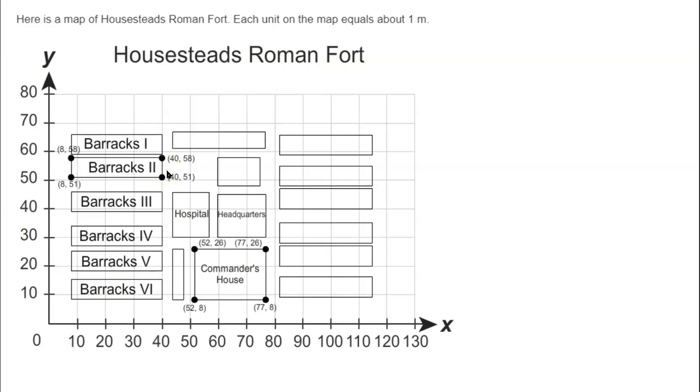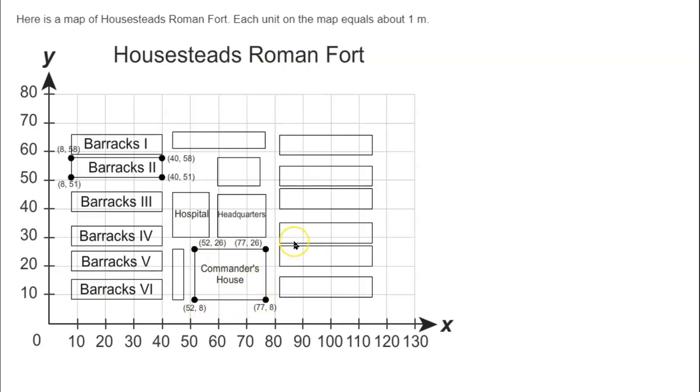Here's a map of Homestead's Roman fort. Each unit on the map equals 1 meter. We notice that we have Barracks 1, Barracks 2, Barracks 3, Barracks 4, Barracks 5, Barracks 6. Looks like there's a hospital, headquarters, and the commander's house. We also notice that we have ordered pairs for Barracks 2 as well as the commander's house.